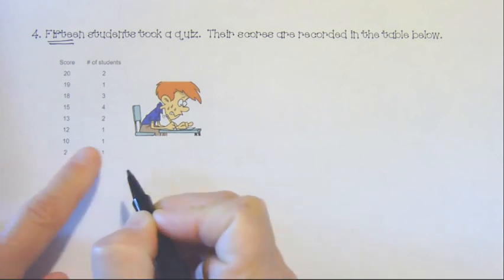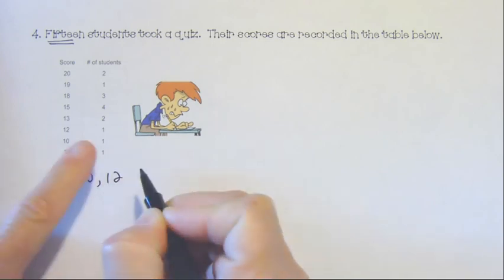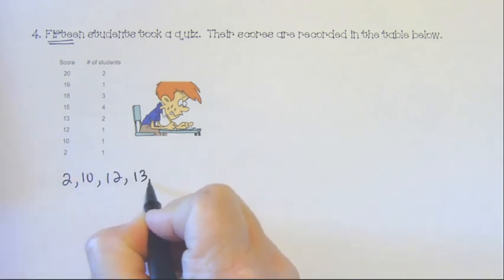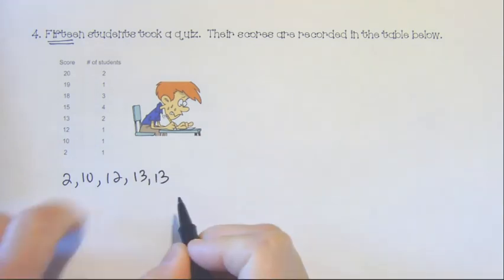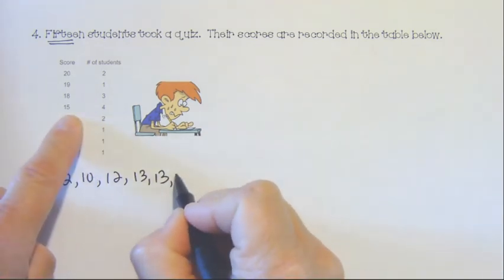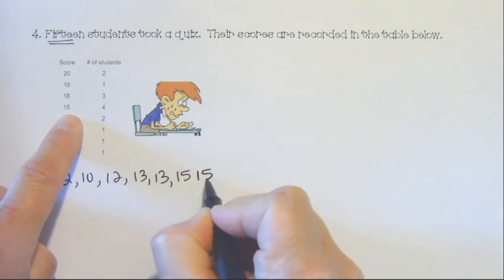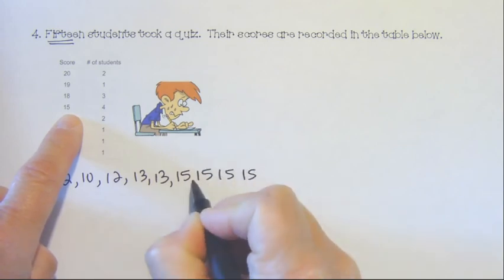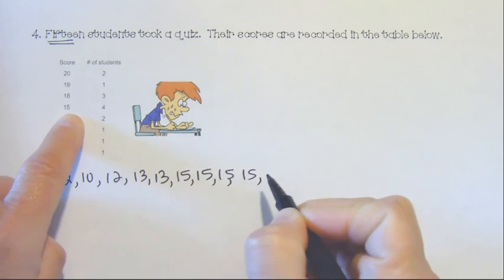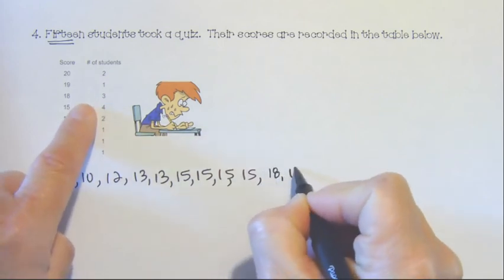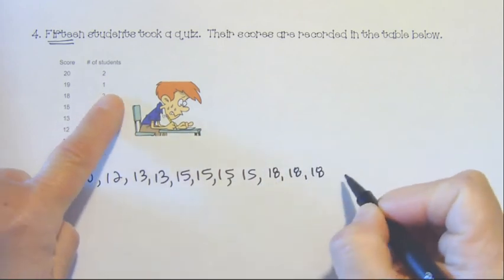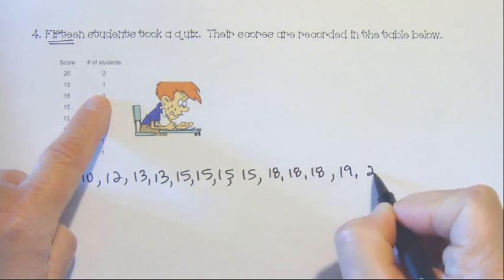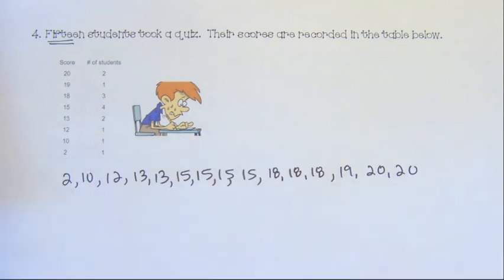One person got a 10. One person got a 12. 2 people got a 13, so I have to write that twice. 4 people got a 15, so I'm going to write that 4 times. What's next? 3 people got an 18. 1 person got a 19, and then I got 2 20s. I'm going to count to make sure I really have 15. 1, 2, 3, 4, 5, 6, 7, 8, 9, 10, 11, 12, 13, 14, 15.